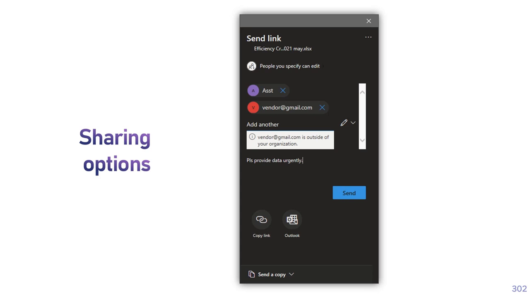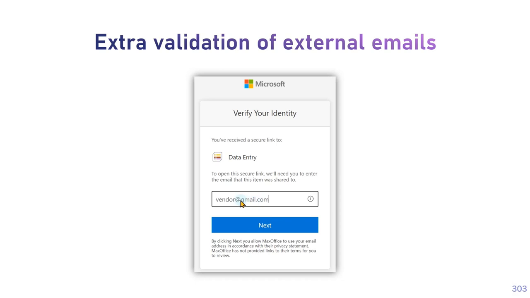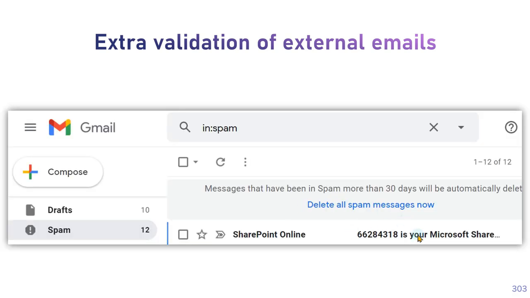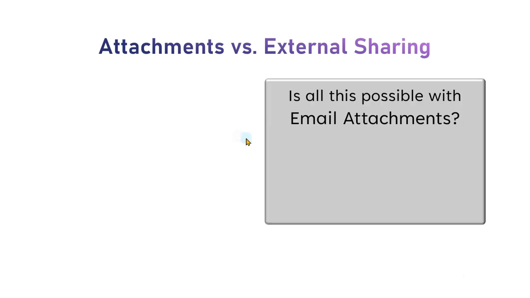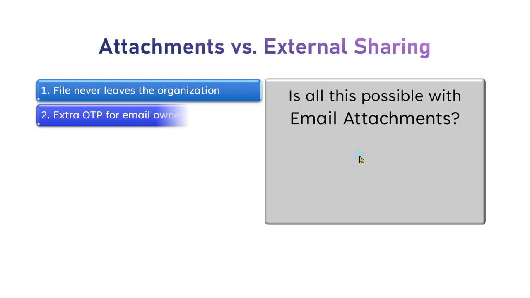random third-party cloud. Now, when I add external parties, they are actually safer, because the external party will have to prove that they own that email ID. Many people don't know this. So if this vendor at Gmail opens this link, they will have to type the email ID again. They will get an OTP in a separate email. And only when they type the OTP, the file will open. It's safer. So by virtue of putting files on this, what are you really getting? Many benefits which are impossible to get with email attachments.